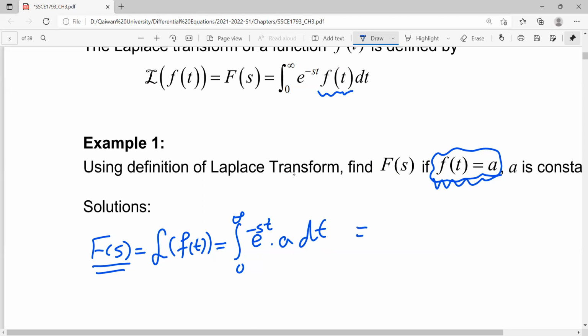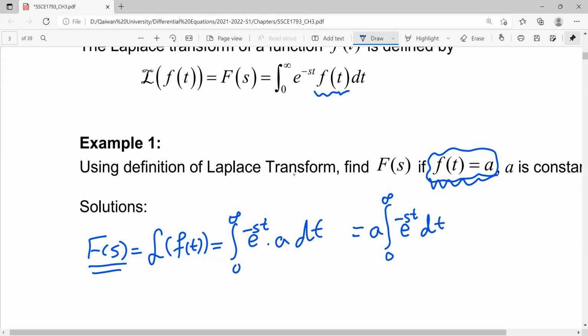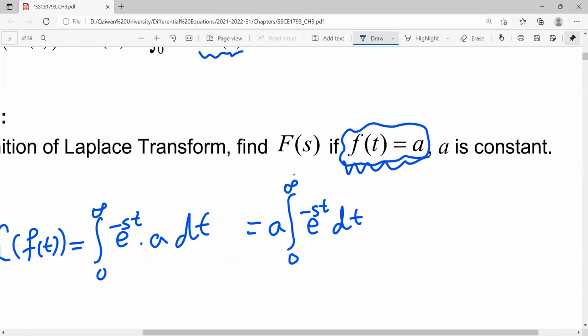Here we say it equals the integration. We can take this a out of the integration, from 0 to infinity, e to the power minus st dt. Now we take the integration of e to the power minus st. s is a constant here, because we take integration with respect to t. It's the same as saying the integration of e to the power minus 2t dt.